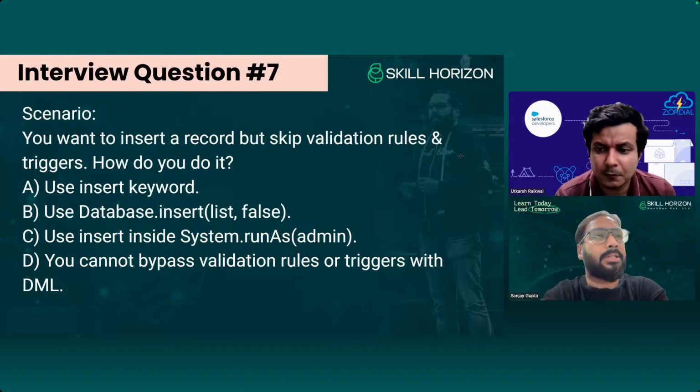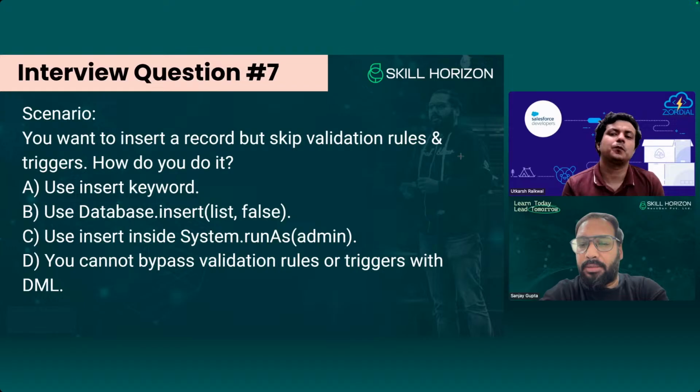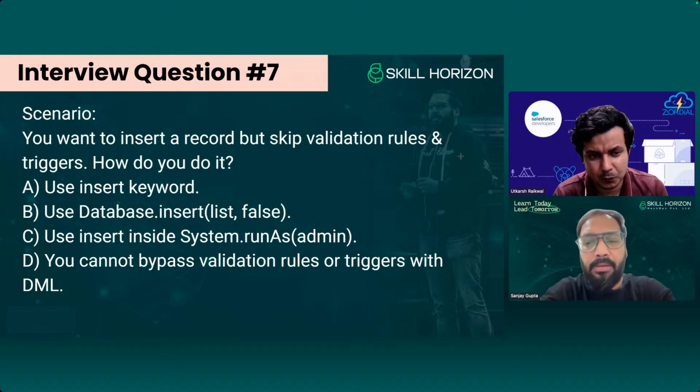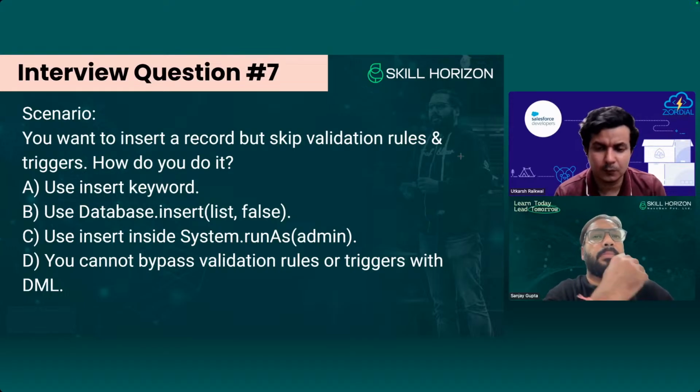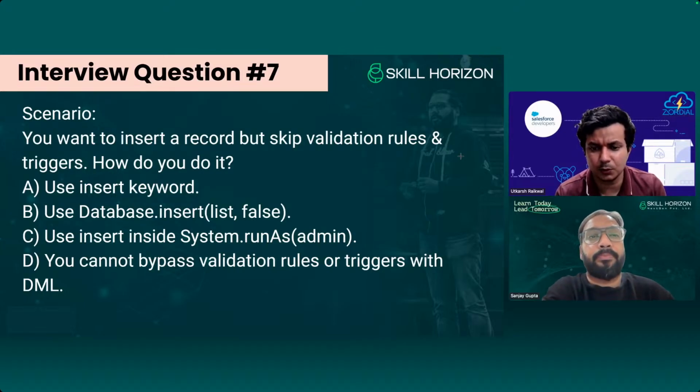Okay, Jogesh is saying C. Jashanpreet is saying D. What about other folks? Sakshi, D. Ashok is also saying D. Amit Dubey, C. Yes, what do you think, Utkarsh? D, sir, I think is the correct option. You can't bypass the validation rule or triggers with DML.